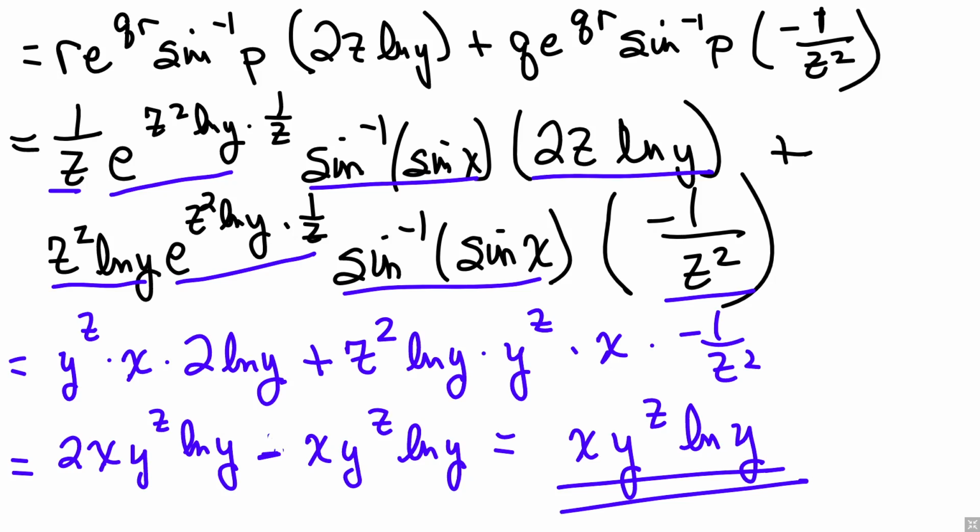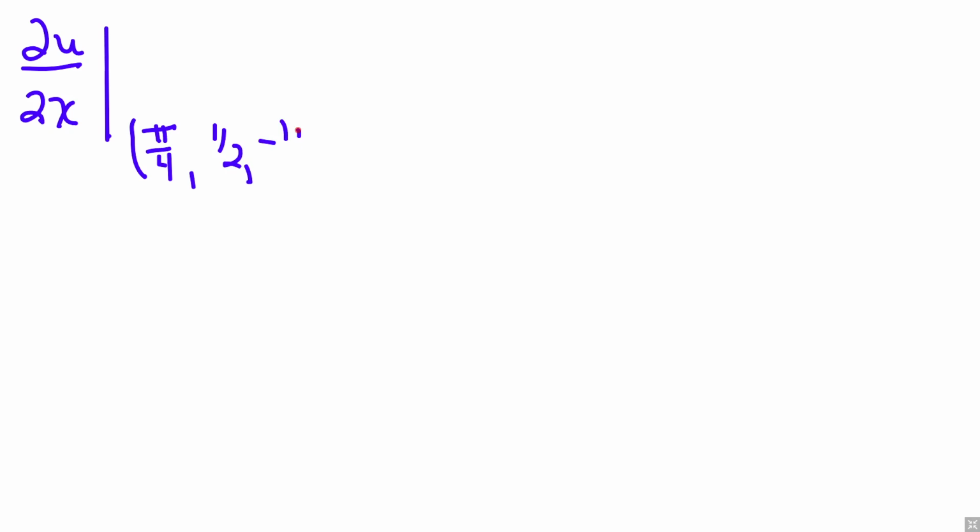Okay, so now let's look at part B, evaluate at the given point. So first, we're going to take a look at the partial of u in respect to x, and we're going to evaluate it at the point pi over 4, 1/2, negative 1/2.